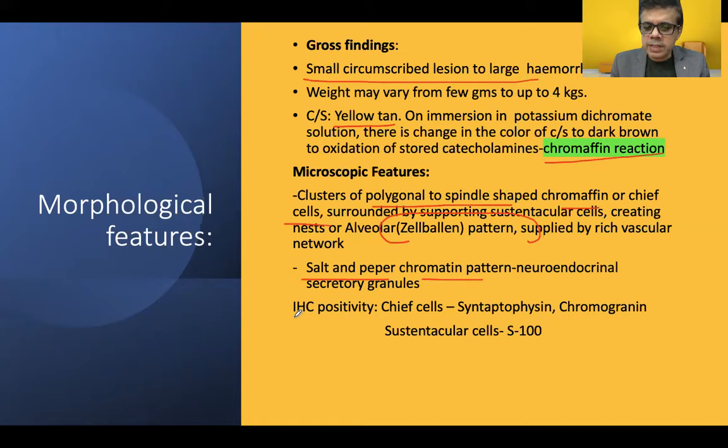So coming to the IHC positivity, due to the neuroendocrine nature, chief cells will stain positive for synaptophysin and chromogranin, whereas sustentacular cells stain positive for S100. So please remember this: chief cells staining positive for synaptophysin and chromogranin, and sustentacular cells staining positive for S100.